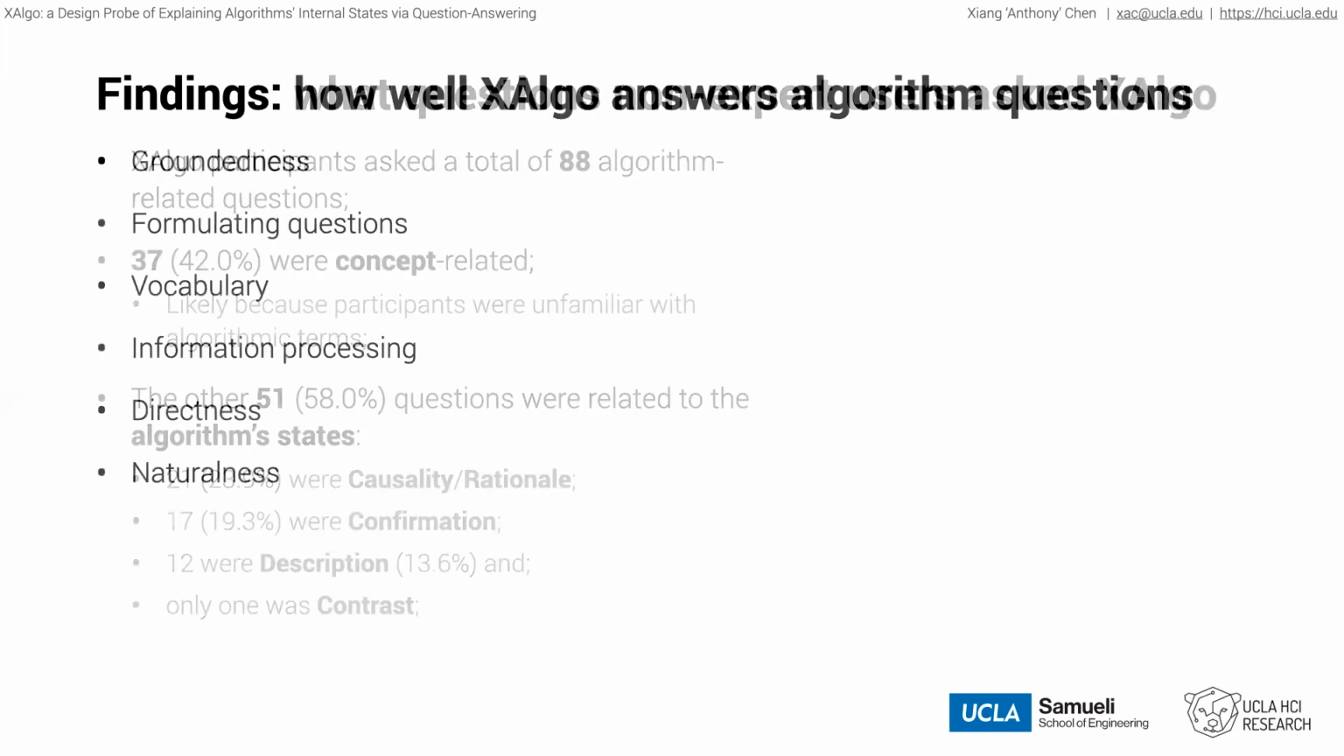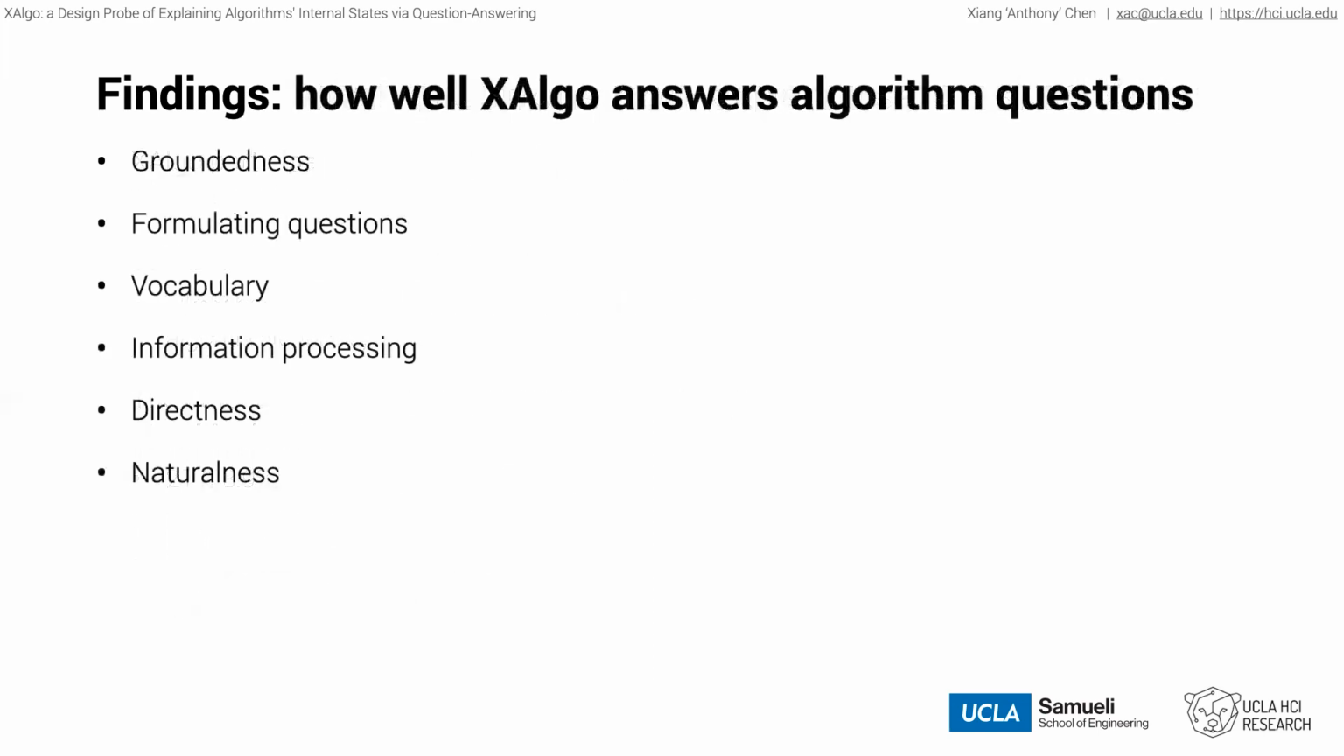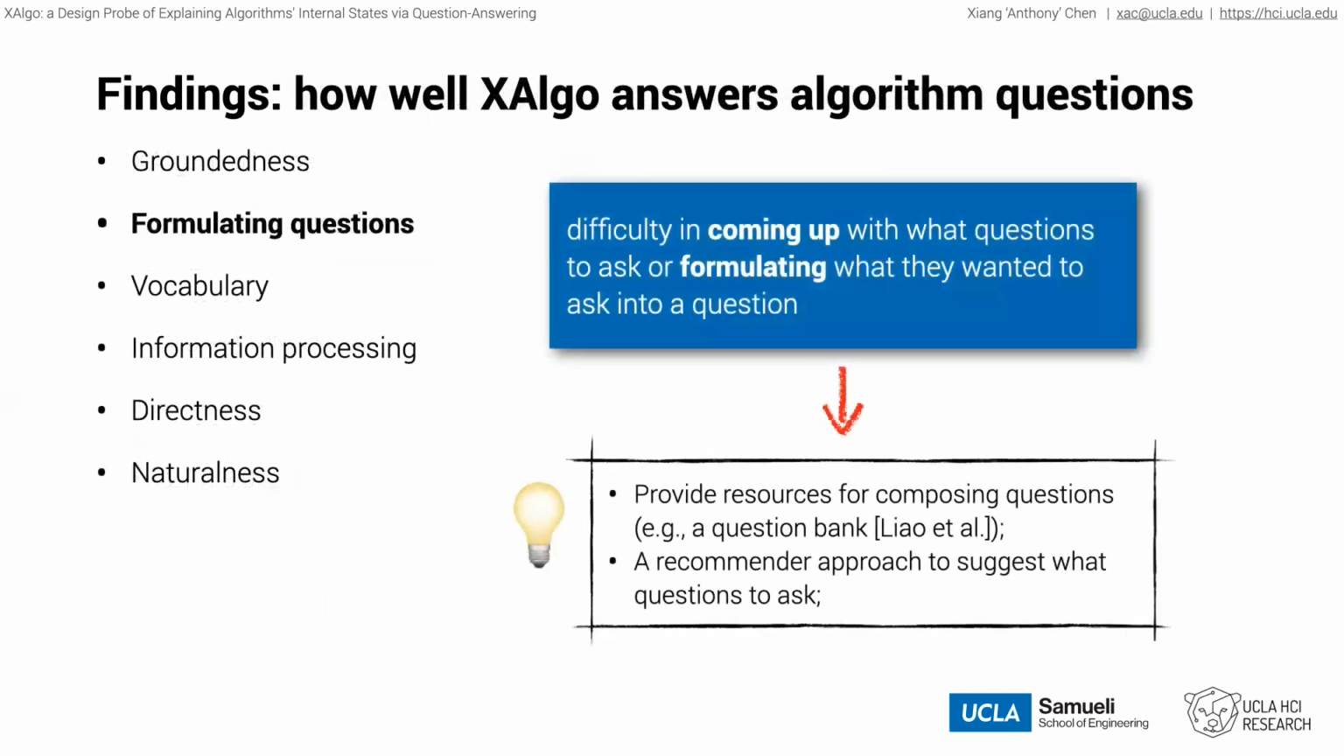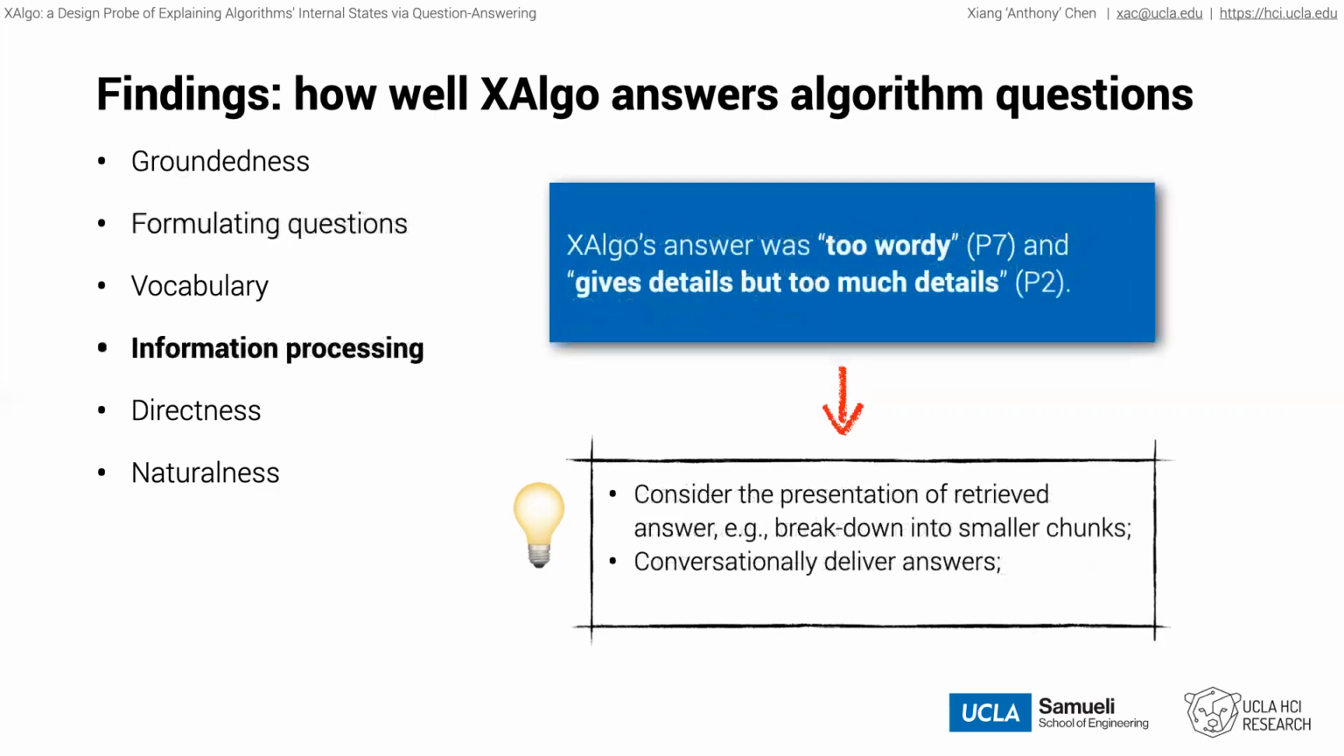We summarized several themes of the findings, and we just want to mention a few in this presentation. For example, participants found it difficult to come up with questions to ask, or to articulate and formulate what they wanted to ask as a question, showing that there is a need to provide resources for composing questions, such as a question bank or a recommender to suggest what questions to ask, for the convenience of the user.